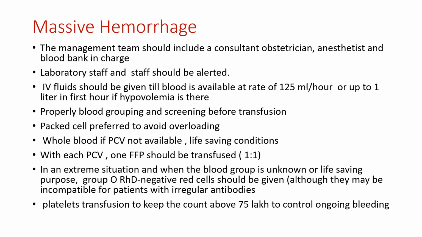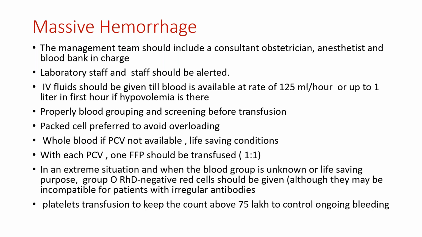So the ratio we follow is 1 PCV. If we give 1 PCV, 1 FFP should be transfused. So it is a 1-to-1 ratio. So suppose you have arranged 4 PCV, you have to arrange 4 FFPs along with that. In massive hemorrhage, you have to arrange the cryoprecipitates and other blood products like platelets also. I will tell you later how to give those products.